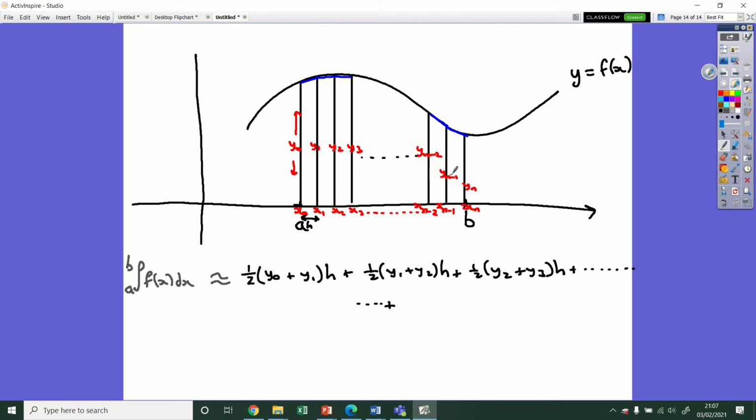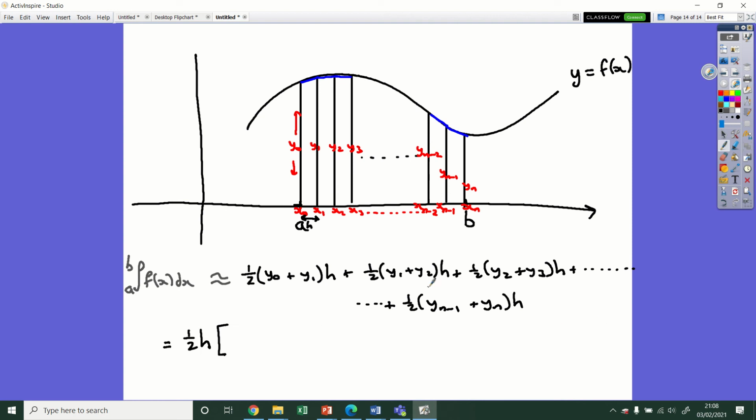And then the last trapezium we're going to get is going to be this one, half times yn minus 1 plus yn times h. Okay, that's the sum of all of my trapezia. I'm sorry I labelled it out of order, but there we go. So what we can notice now is that there's a lot of common factors here. I can factor out a half from each of these terms and h as well. So let's put all of that at the start. So I've got a half times h.